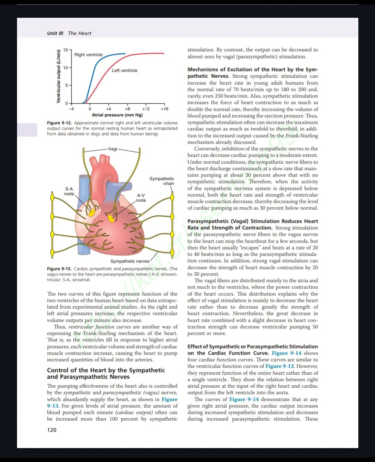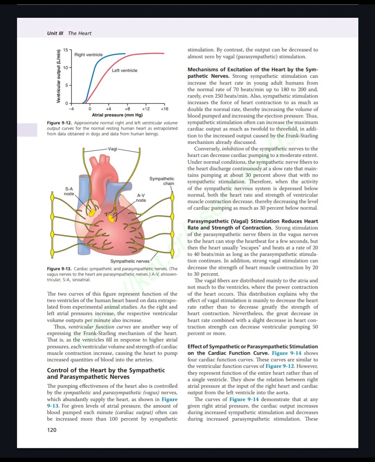The vagal fibers are distributed mainly to the atria and not much to the ventricle, where the power contraction of the heart occurs. This distribution explains why the effect of vagal stimulation is mainly to decrease the heart rate rather than to decrease greatly the strength of heart contraction. Nevertheless, the great decrease in heart rate combined with a slight decrease in heart contraction strength can decrease pumping 50% or more.